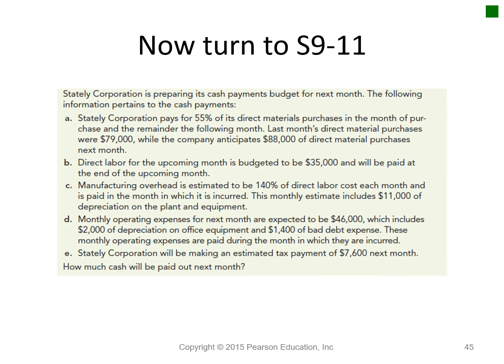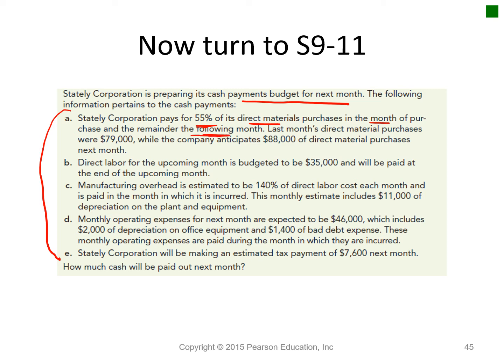Okay, so if you look at this illustration, you've got 9-11. They want a cash payment budget for the next month. They give you all the information in letters A through E. So for example, letter A, they tell you they pay 55% of direct material purchases in the month of purchases and the remainder in the following month.